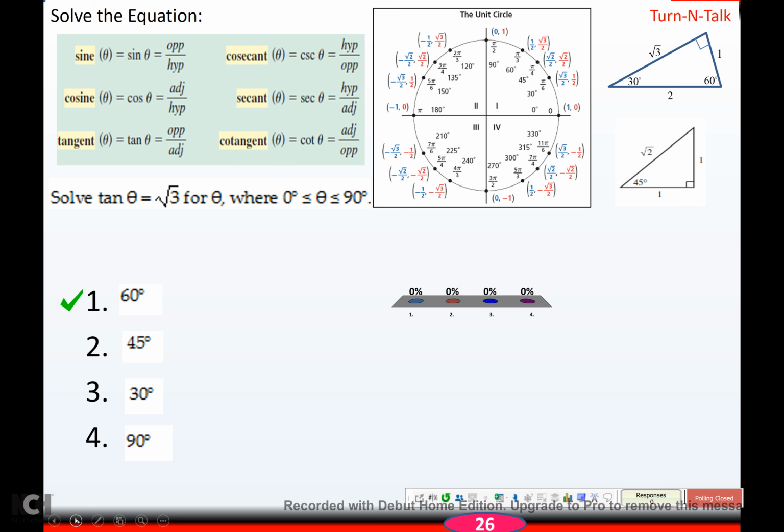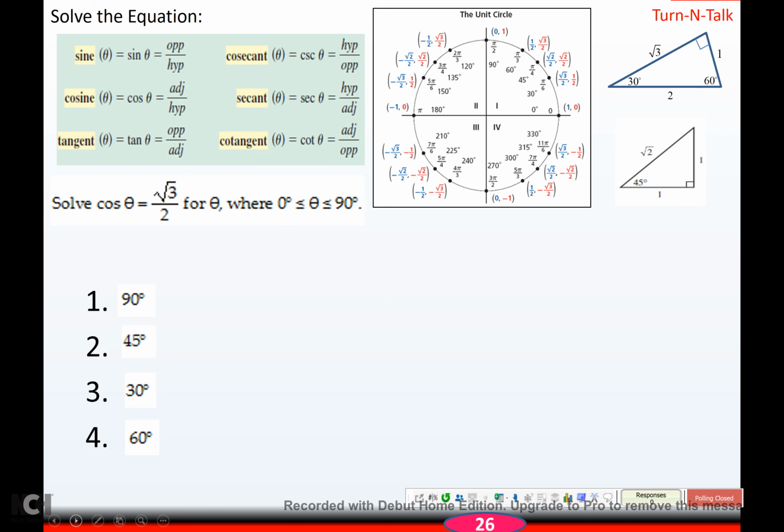And hopefully you got 60 degrees. They're giving me tangent theta equals the square root of 3, and I put that over 1. Tangent is opposite over adjacent, so I need the square root of 3 to be opposite of something. And square root of 3 is opposite the 60, and adjacent is 1. You're going to say, well, 2 is adjacent too. How do you know it's the 1? 2 is the hypotenuse. You can never call it adjacent or opposite of anything. It's got to be called the hypotenuse. So my theta would be 60 degrees.